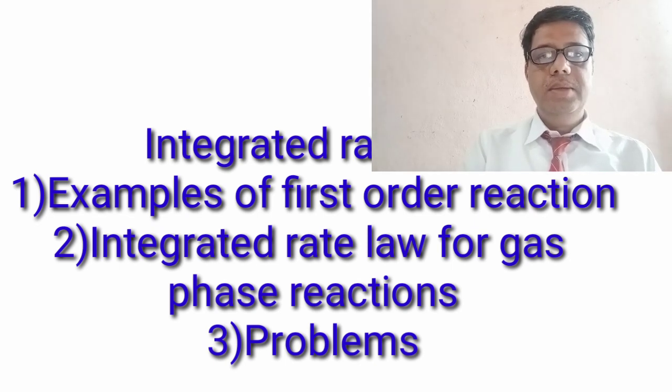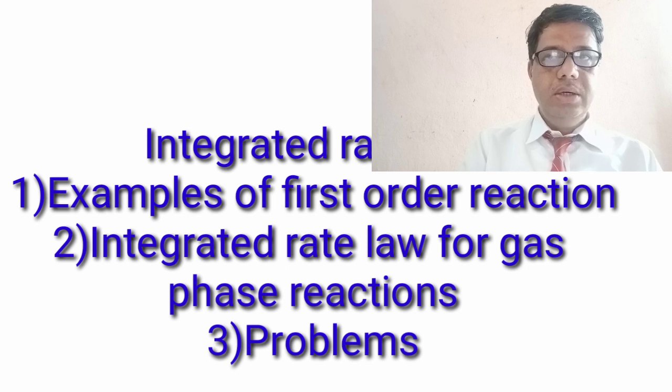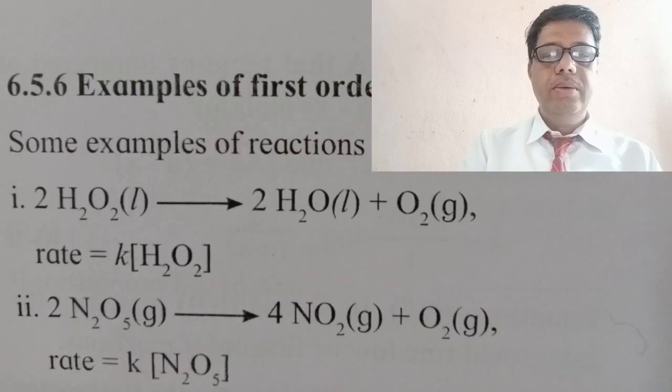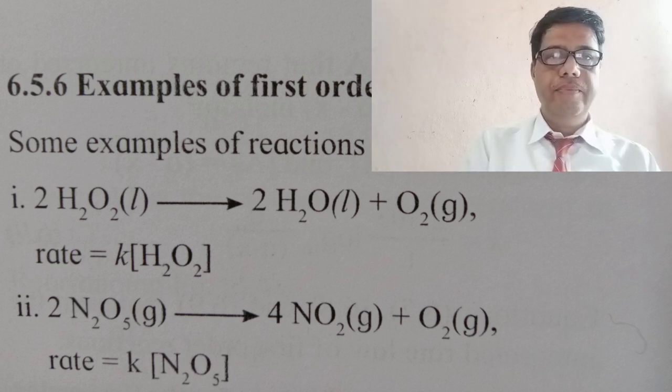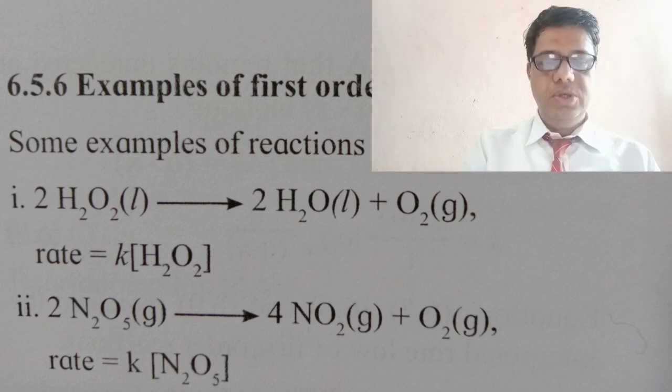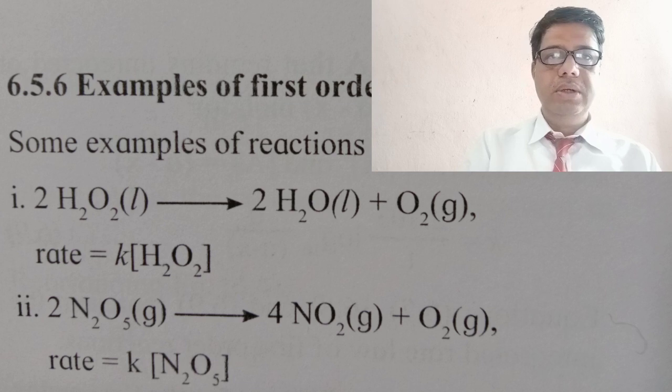So simply, what is order of reaction? We saw order of reaction in the previous lecture. It is the sum of the powers of the concentrations of the given reactants in the given chemical rate equation. So first order reactions, see the examples on your screen.